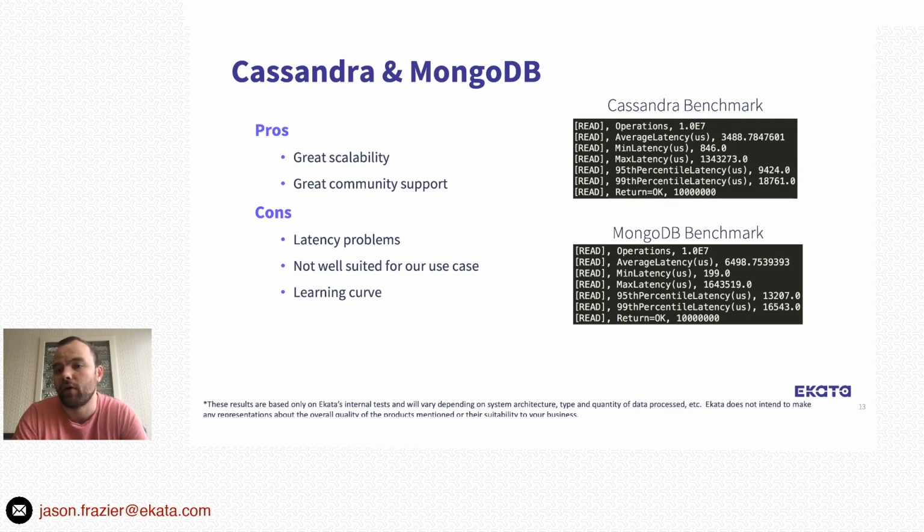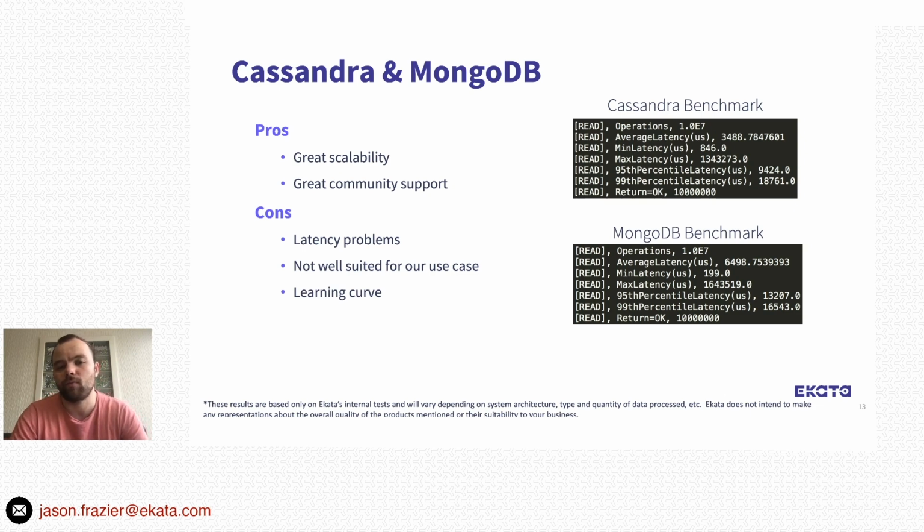These also had a very good community around them. I mean, they're fairly popular technologies. The overall community surrounding them is very mature, and they're very helpful. Unfortunately, both of these ended up failing our first round of testing due to latency. On the right side, you can see the actual benchmarks we did. Cassandra and Mongo had a P99 latency of 18 milliseconds and 16 milliseconds respectively. So unfortunately, they didn't meet our latency needs.